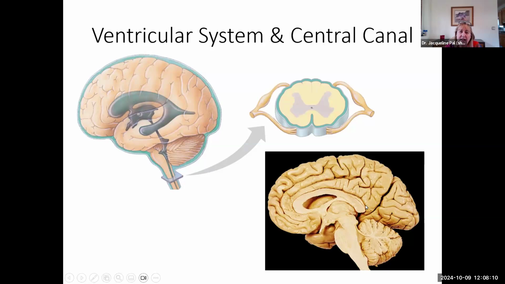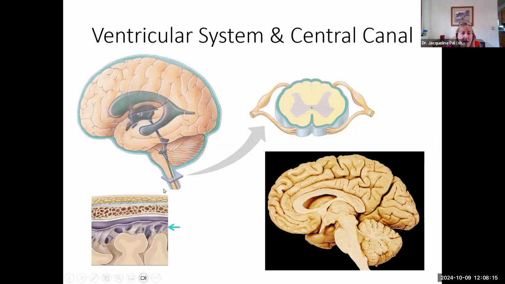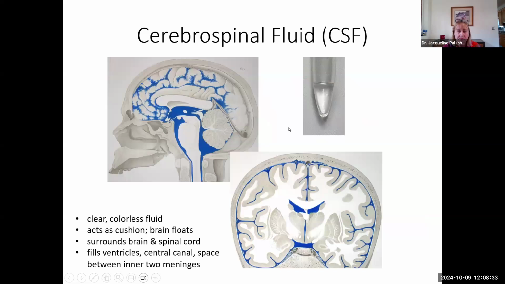Now, not only is there this space within the brain itself, but we also have fluid on the outside of the brain. As you recall, I said it's between these two layers, the same space that contains the blood vessels. And so that's why it's showing this fluid on the outside of the brain, and it's also outside the spinal cord. So this cerebral spinal fluid is this very clear, colorless fluid. And because it surrounds the brain, the brain actually floats in it and it acts as a cushion.